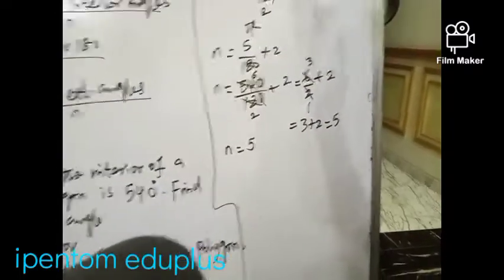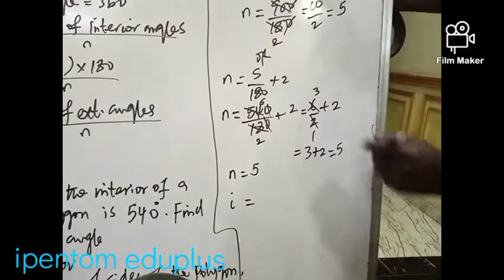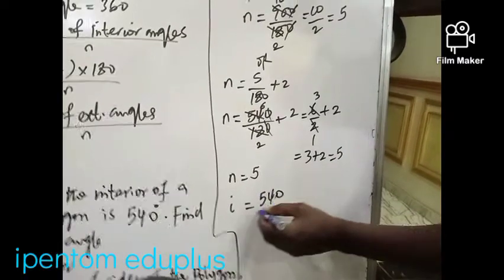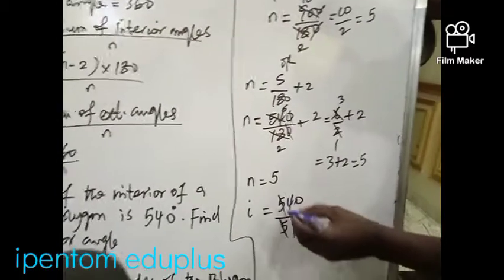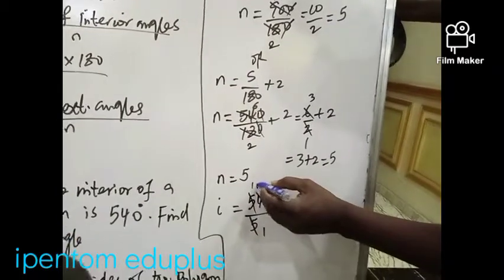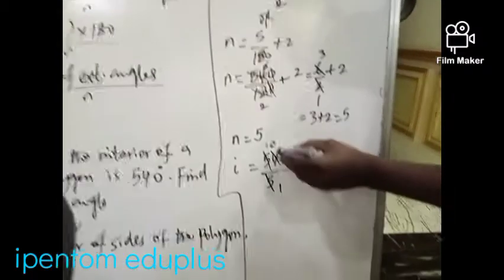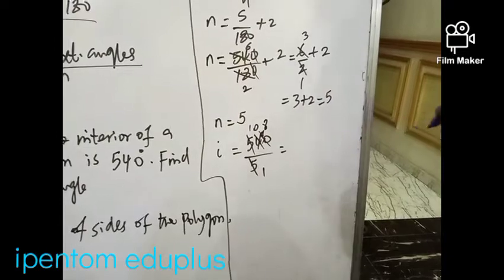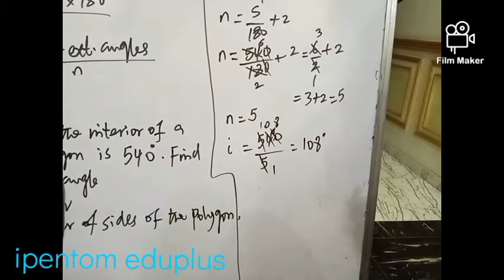Now that we know the number of sides, we can use this formula to calculate the interior angle, which should be 540 divided by 5. And 5 here 1, 5 here 1, in 4 gives 0, carry 4, join the 4 with this 0, it will give me 40. 5 in 40 will give me 8. That means my answer for the interior angle will be 108 degrees.